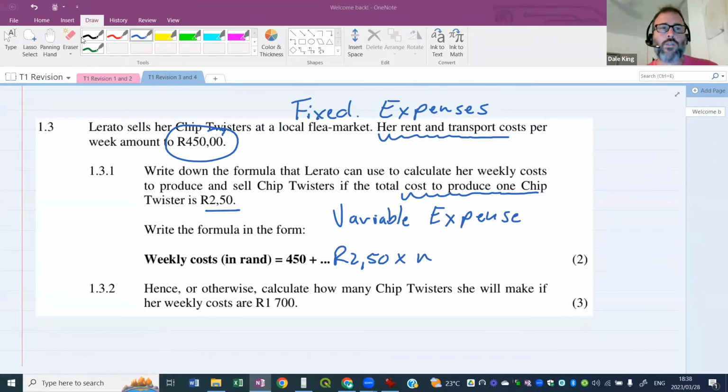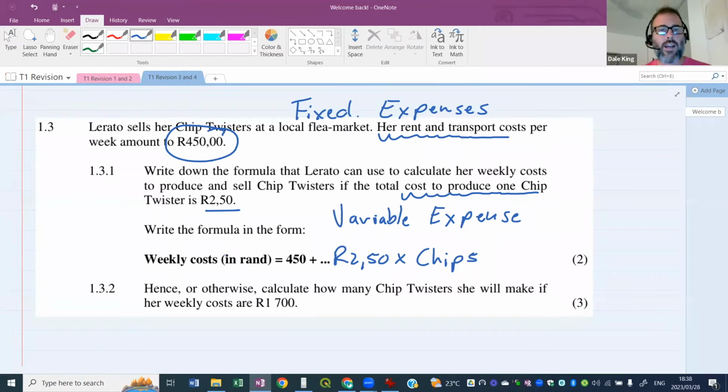All right. So what I'm going to do is I'm going to remove the N. And I'm going to write here chips. That should make more sense. So let's look at the whole formula here. So her weekly costs when she goes to the market depend on her fixed expenses, which is 450 every week, doesn't change. Every week she goes there, before she sells anything, she has to pay 450.